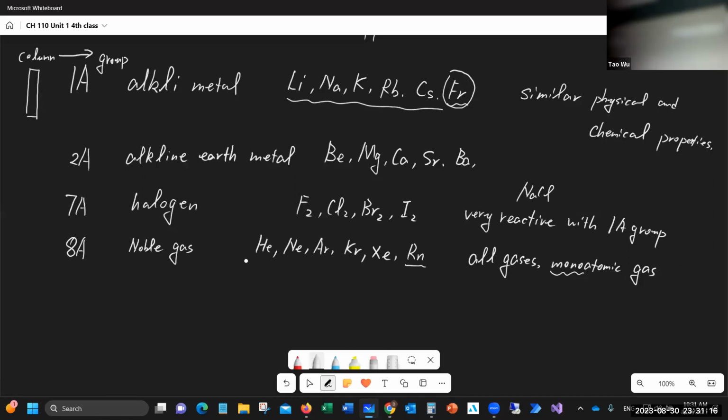So this is radon. Those are called noble gases. The reason they're called noble gases is that they are very, very inactive. What does noble mean? Noble is a title, right? It means very high, not going to react with any others. So they are really, really inactive.